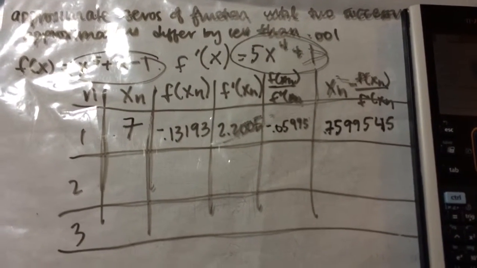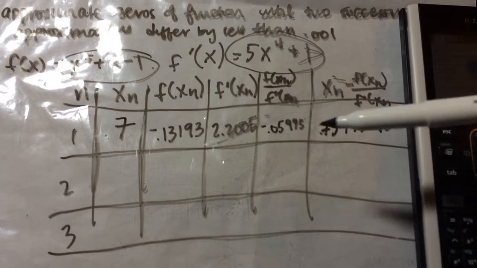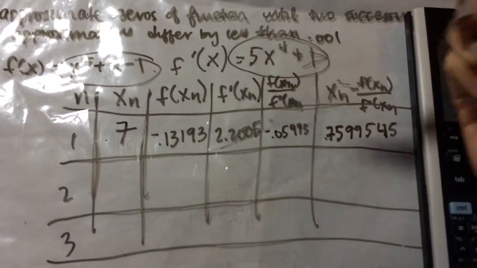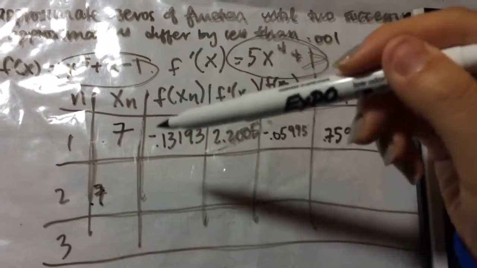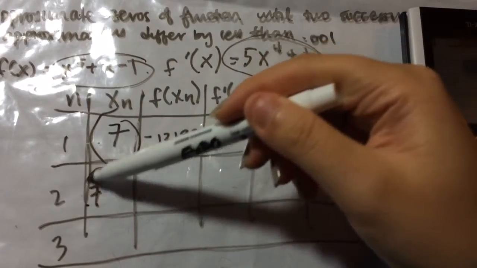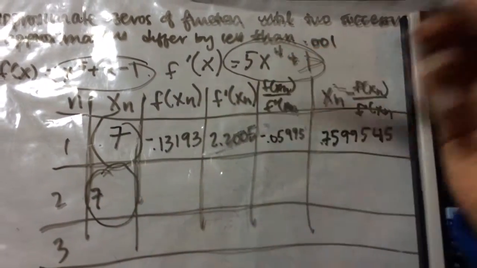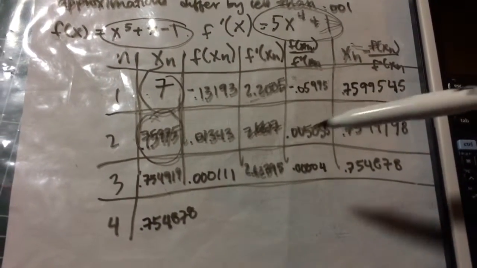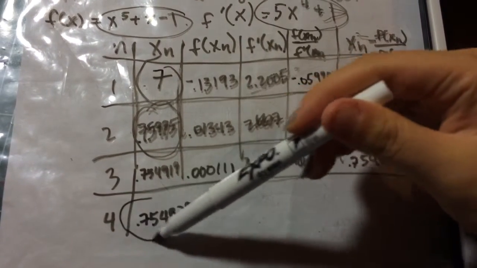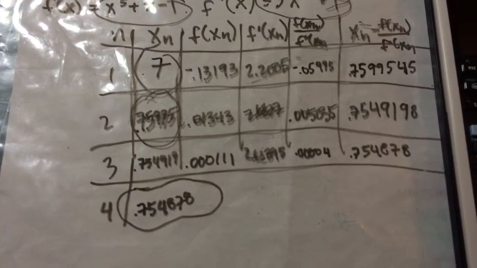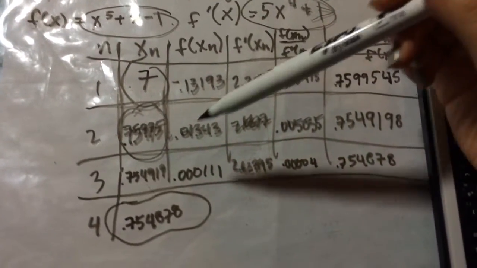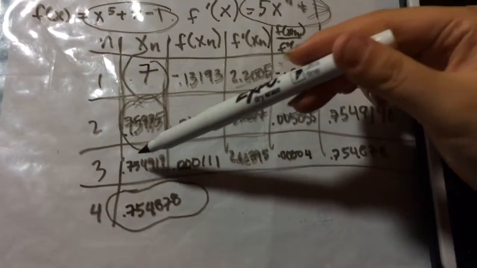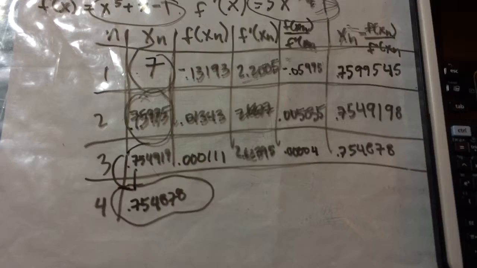Okay, so after using my calculator, I got these following values, and then this final value I'm going to move back over into the starting value over here, and then repeat my process until this number and the next number differ by less than 0.001. So after continuing to plug in values and finding values, we finally get the answer here, which is the approximated zero of this function when the two successive approximations differ by less than 0.001, as you can see from this to this. That's our answer.